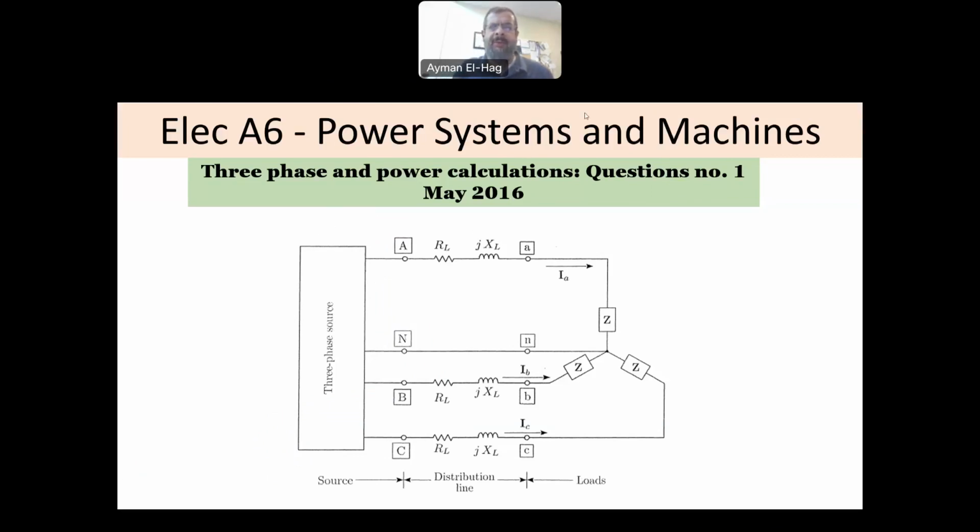And here we have the exam of electrical A6 power systems and machines. And here we have a three-phase question. I found this is a very interesting question because it has almost everything that you need to know about three-phase systems. So let's start the question.